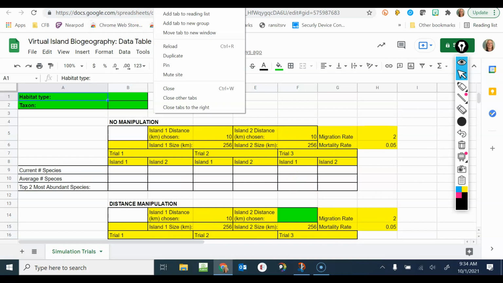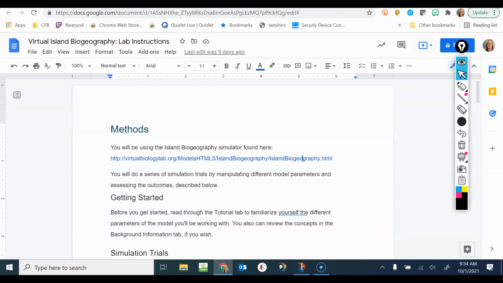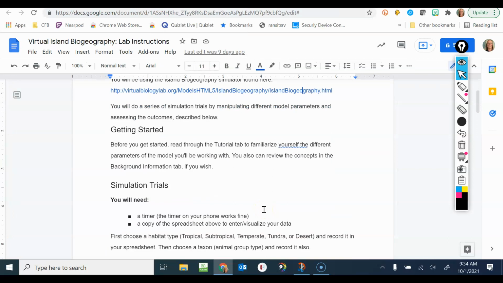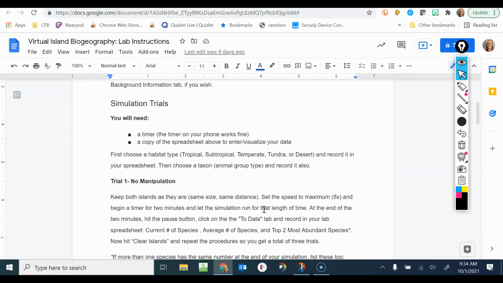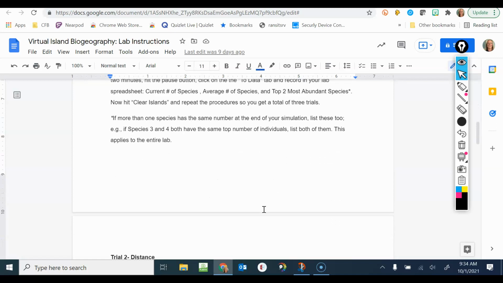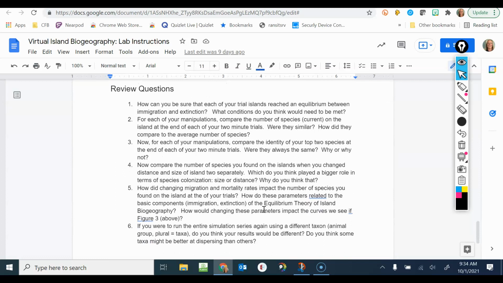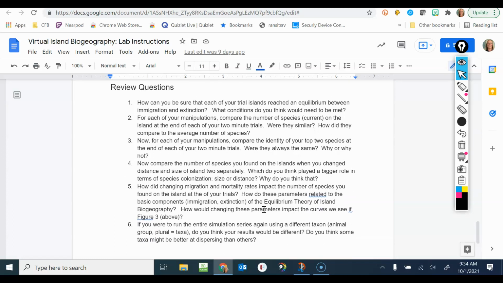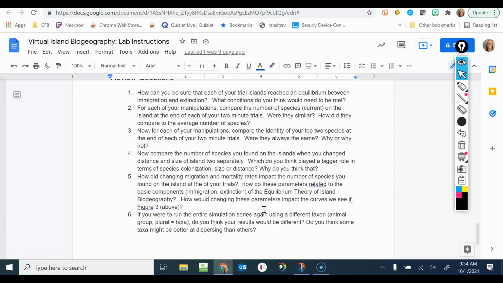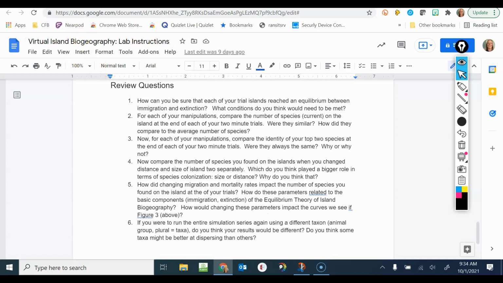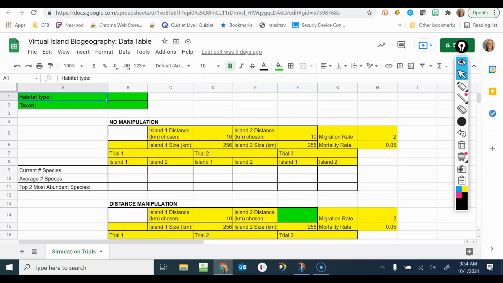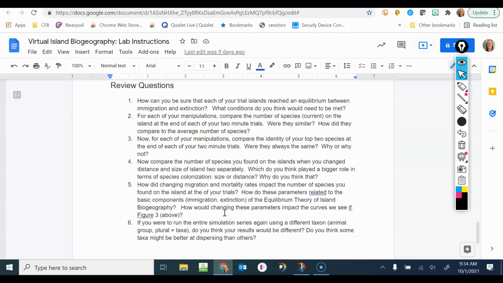So let's go back to your directions here. Before you get started, please read through the tutorial. You will need a timer. It does talk to you a little bit about each of your manipulations, so please make sure you do that. Here are your review questions. What do I expect to be turned in? I expect that you are able to put in your data and your answers to your review questions. So you should have the data page uploaded and a second upload for your answers to your review questions based on your data.